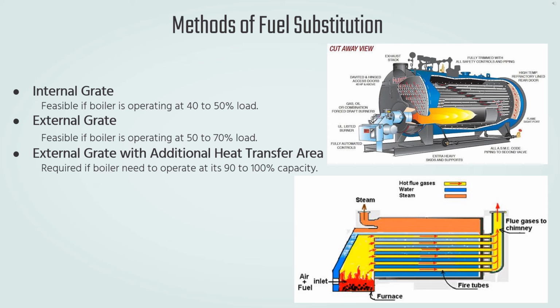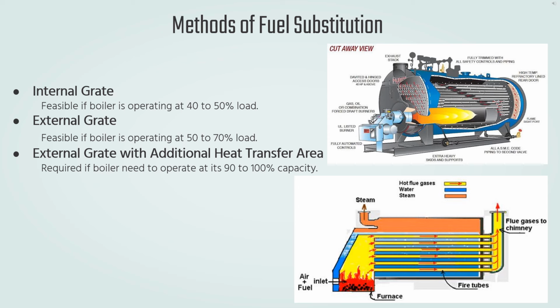Now, let's see methods of fuel substitution. First, using internal grate boiler. So, what is an internal grate boiler? An internal grate boiler refers to a type of boiler where the combustion of fuel occurs on a grate located inside the boiler's combustion chamber. This grate is typically made up of metal bars or a plate arranged in a grid pattern. It is used if the boiler is operating at 40 to 50% load.